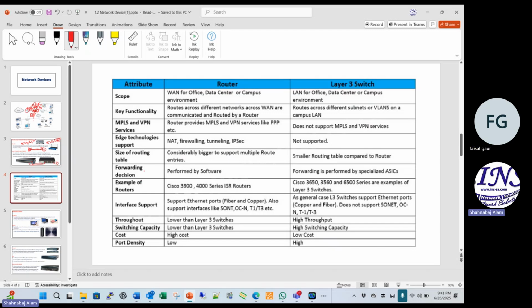Forwarding decision: the router can perform it in software, while the layer 3 switch performs forwarding with specialized ASIC. Examples of the router: Cisco 390400 series ISR routers. Examples of the layer 3 switch: Cisco 3650, 3560, 3500 series.